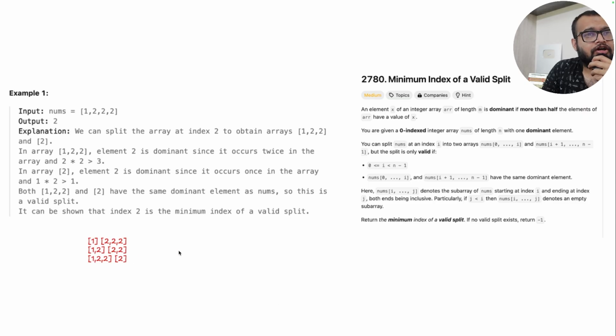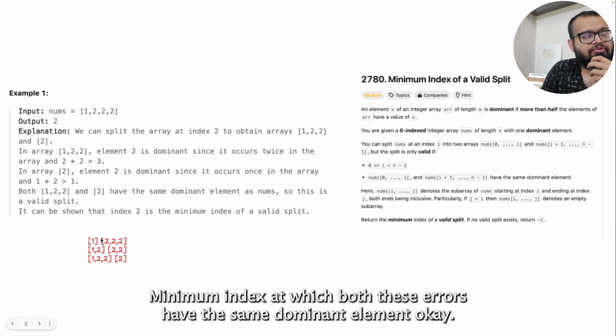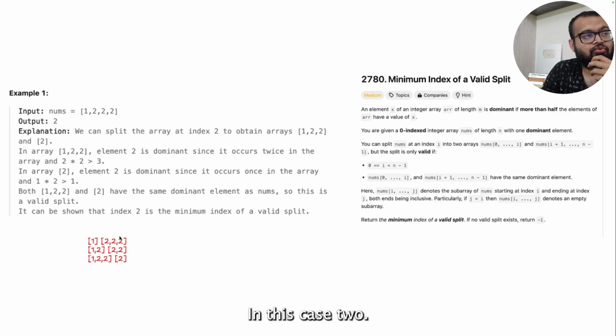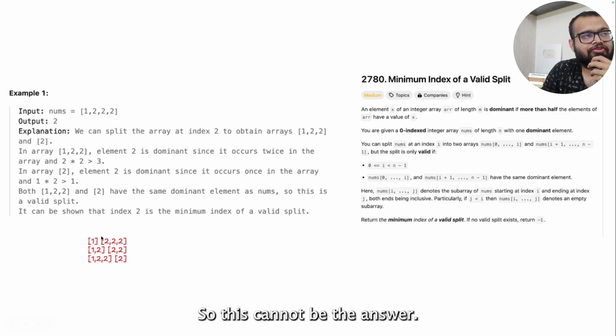Okay, and we have to tell the minimum index at which both these arrays have the same dominant element. Okay, so in this case what is the dominant element? 1. In this case 2. So since these two dominant elements are different, right, so this cannot be the answer.